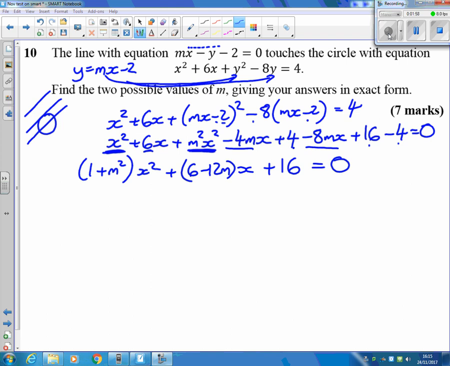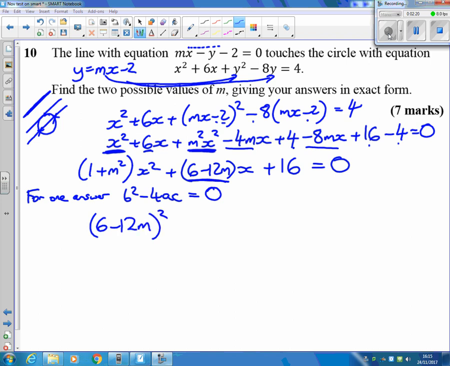This quadratic, as we were saying earlier, we don't want it to have 2 answers. We don't want it to have no answers. We want it to have one answer. And so for one answer, we want b squared minus 4ac here to equal 0. So we've got, here's the b, (6 minus 12m) all squared minus 4 times the a times the c equals 0. Another bracket to square.